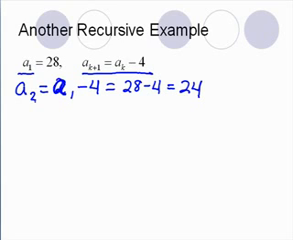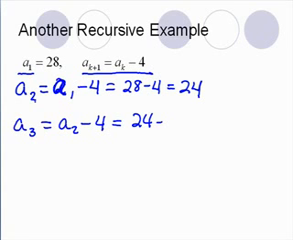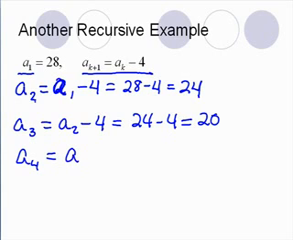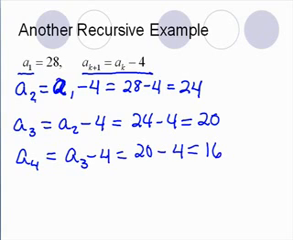Add 1 to the subscript here, we get a sub 3. It's going to equal a2 minus 4, which is 24 minus 4 equals 20. And one more, a4 is going to be a3 minus 4, which is 20 minus 4 equals 16. So that's another example of a recursive sequence.